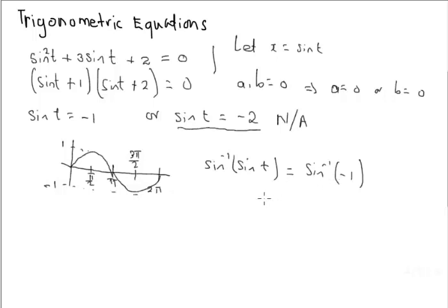It's minus 1. Then, looking at that graph, we can see that t is equal to 3 halves of pi, isn't it? Where is minus 1? Is it at 3 halves of pi? So t is equal to 3 halves of pi. Are we together? Okay.